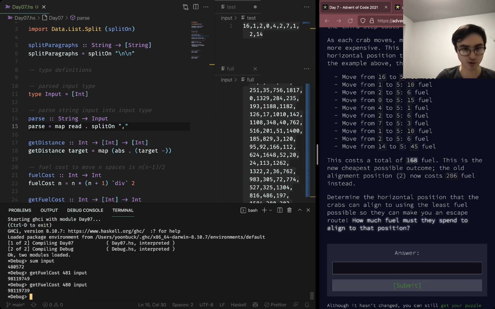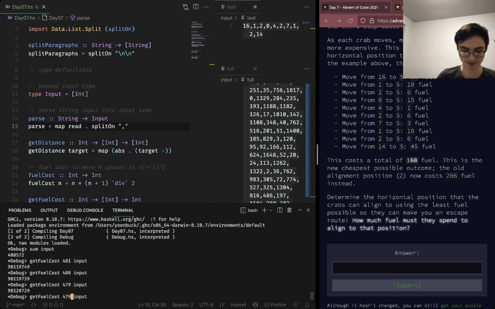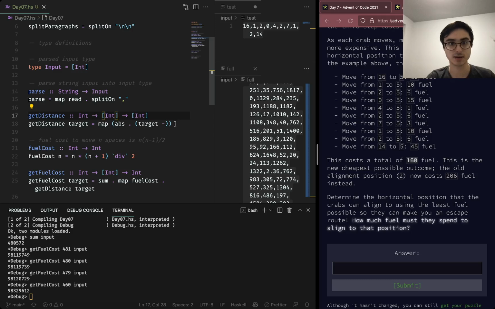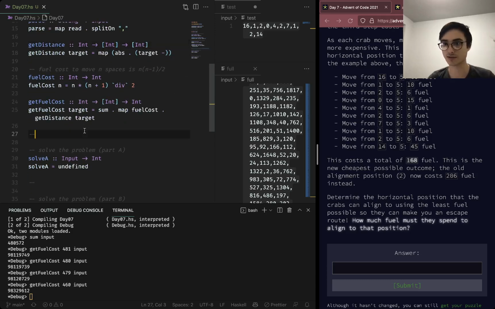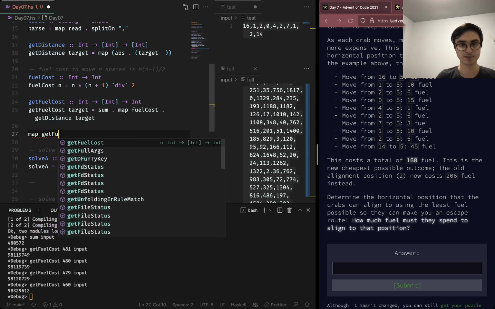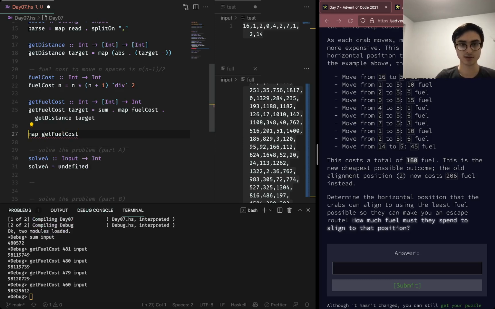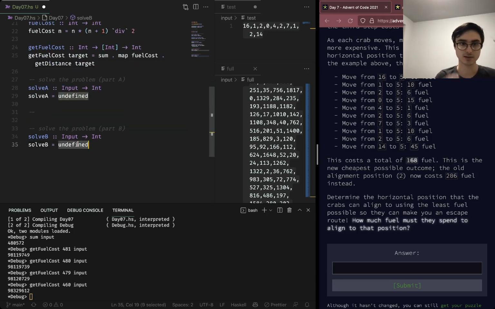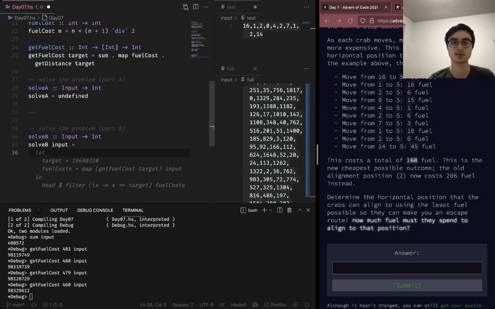Okay, what about 480? That is less. Okay, and 479 is yet less. 460 is less. Okay, so that's not right, and that's okay. So we need to actually calculate these and then minimize. So let's just do map get fuel cost. Solve A, I'm not going to worry about that right now. Solve B, we'll take the input, and then let's see what we need to do.